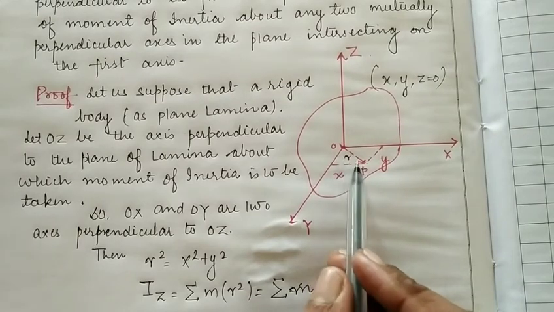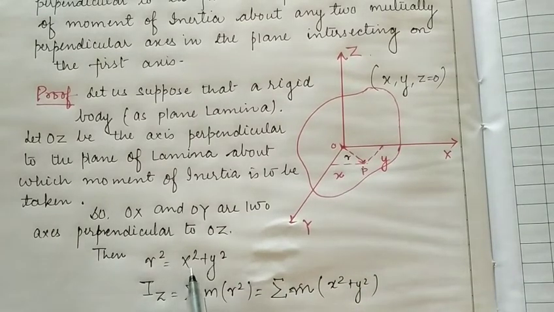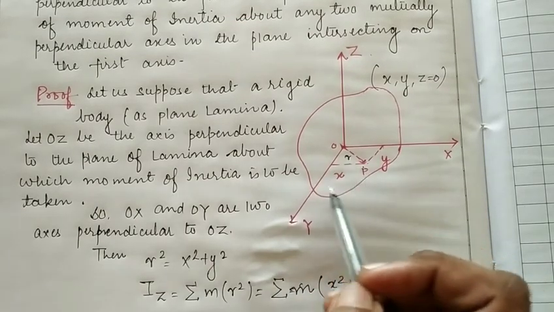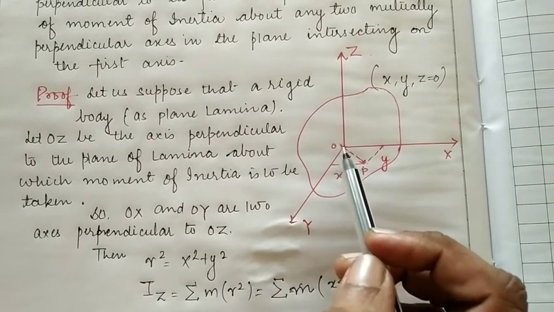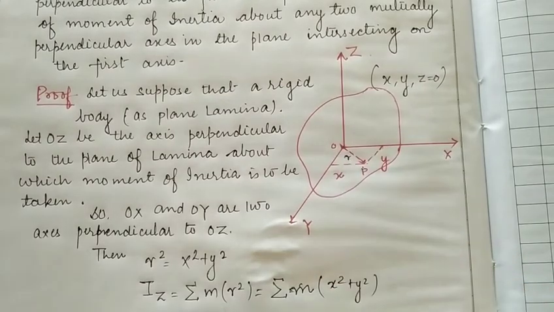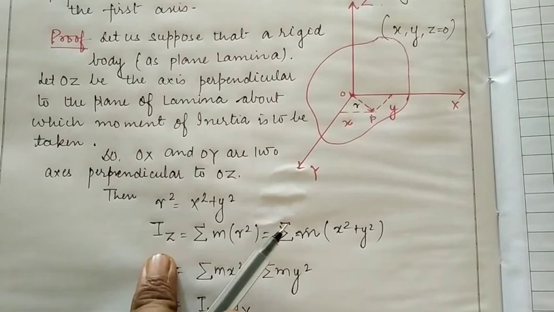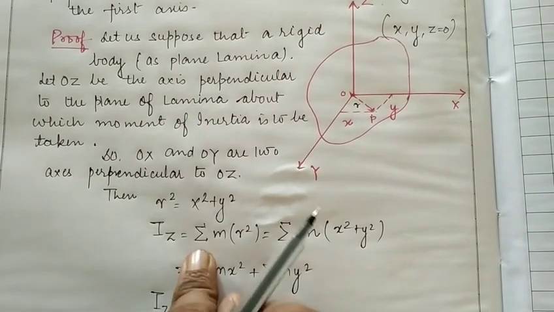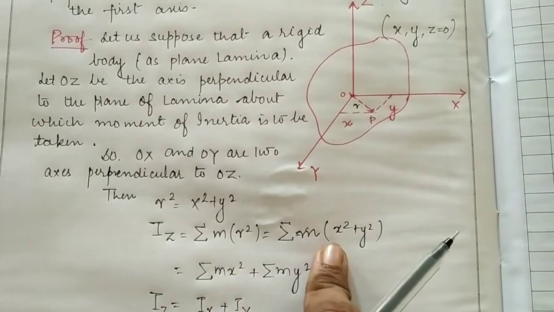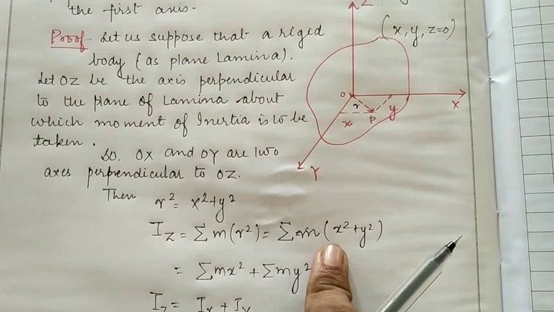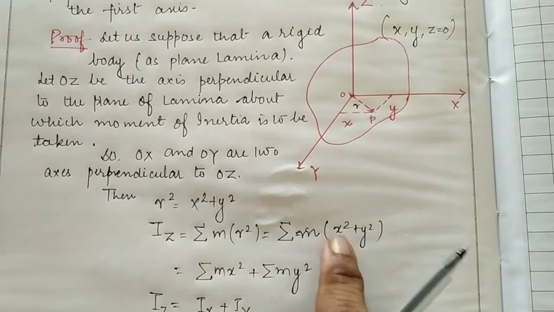So in order to calculate R, we can write that R square is equal to x square plus y square. Now we are going to calculate the moment of inertia of this lamina about the axis OZ, which should be equal to the moment of inertia along OX and OY. So here we have written that the total moment of inertia along the Z axis will be equal to the summation of m into R square, and here R square will be equal to x square plus y square, as I have stated in the statement, that it is the sum of moments of inertia about the two perpendicular axes.